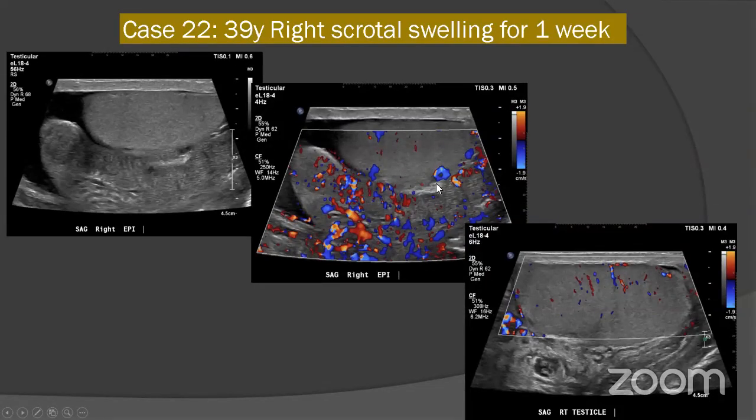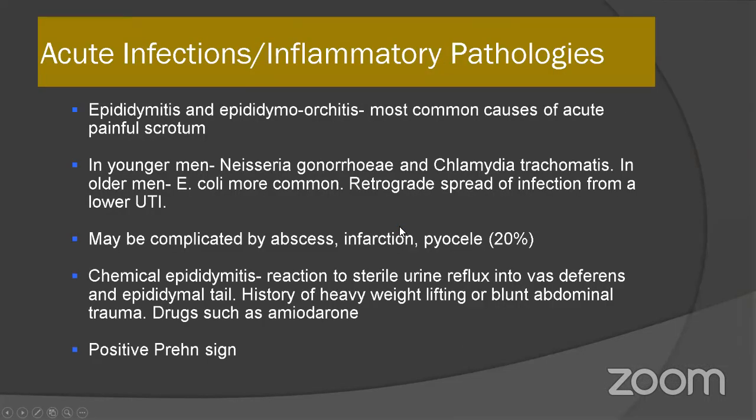Now, this is a classic case of epididymitis. You can see an enlarged, very heterogeneous appearing epididymis, body, tail, and hyperemic. This usually is a retrograde spread of infection from a lower urinary tract infection. So keep in mind that because it's a retrograde spread, the vas deferens is taking off from the epididymal tail. So often, if the epididymal head and body are normal, the tail would be enlarged and infected.